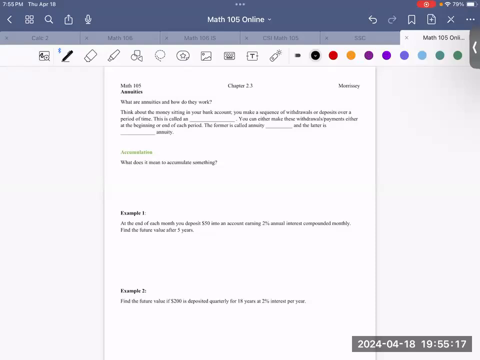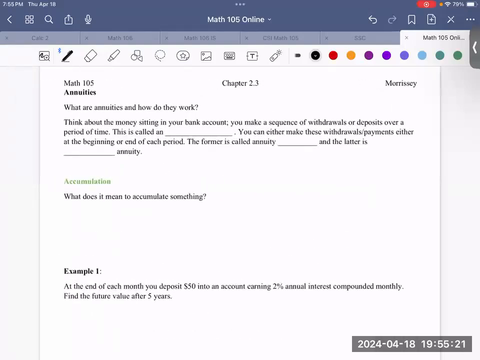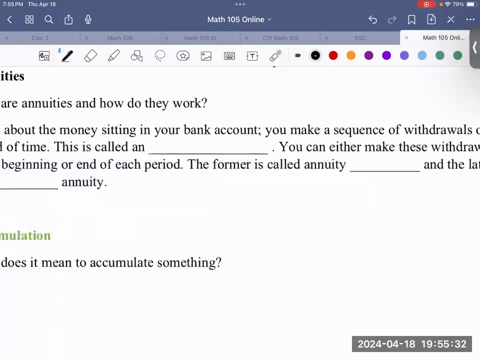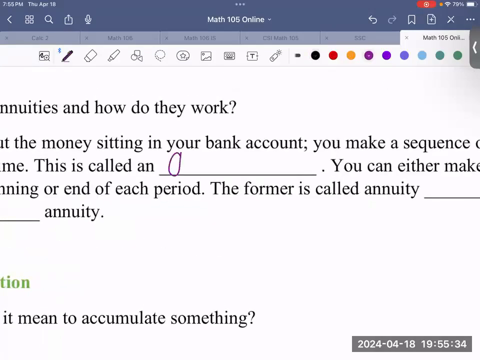Welcome to Math 105, Chapter 2.3, where we talk about annuities. What are annuities and how do they work? So think about the money sitting in your bank account right now. You make a series of either withdrawals or deposits over a period of time. These are called annuities.